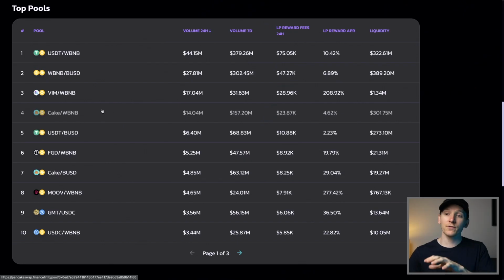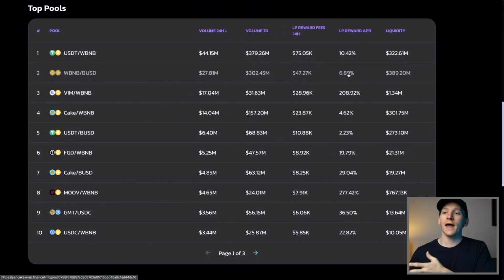I'm going to show you how to add tokens onto the platform into some of these pools so that you can earn an annualized yield from the fees that are paid by traders. So we can put our tokens on and then earn those trading fees for our own passive income.